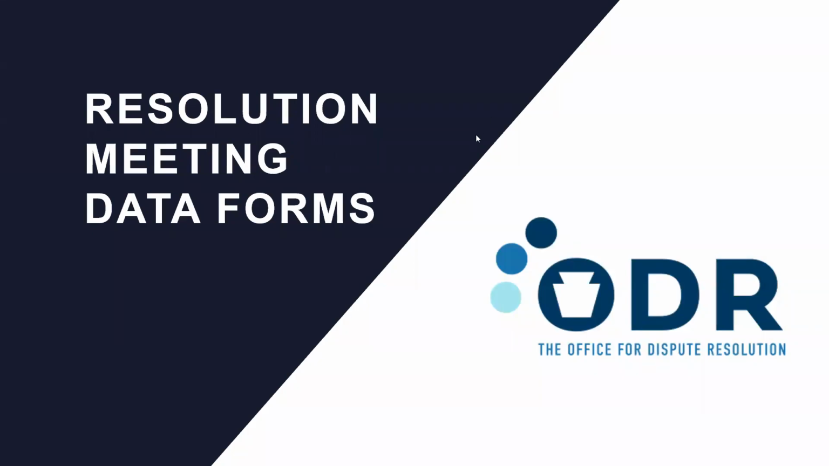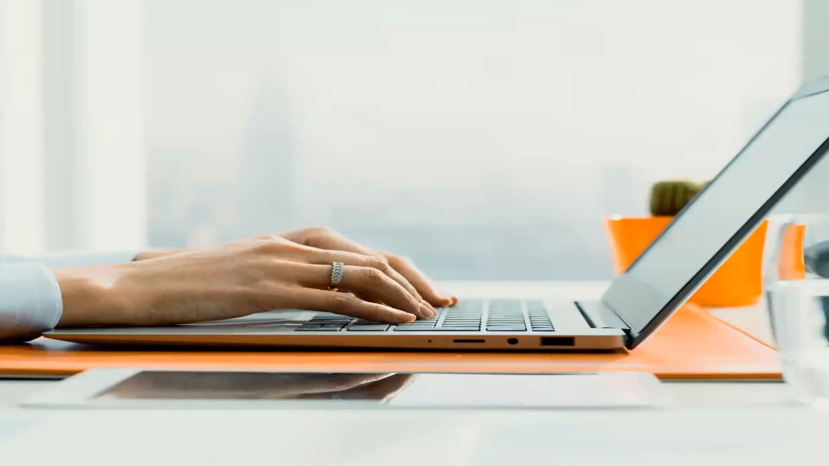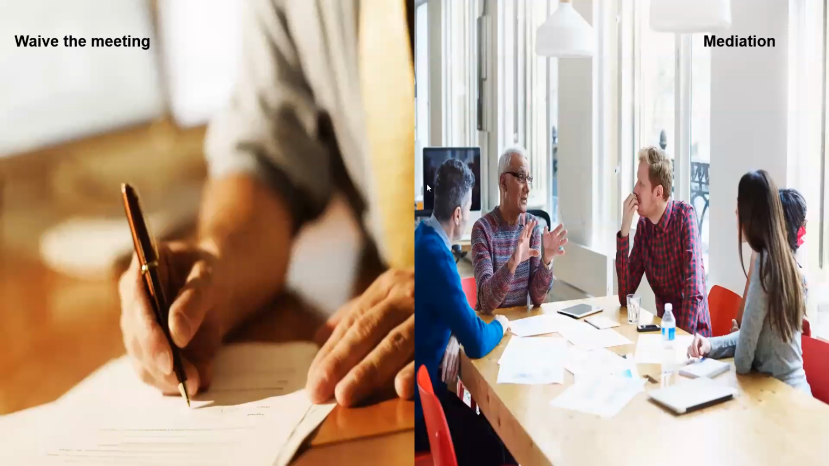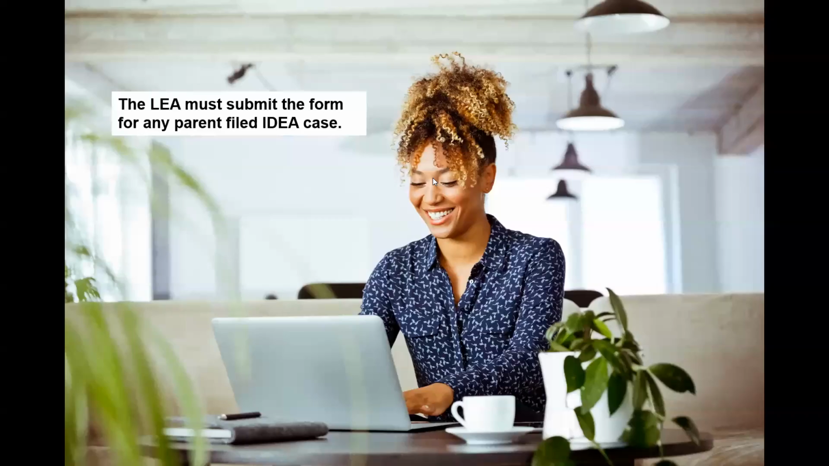This video has been created by the Office for Dispute Resolution to assist LEAs in completing the required resolution meeting data form. When a parent requests a due process hearing, the Individuals with Disabilities Education Act requires the parent and local education agency participate in a resolution meeting. The only exception to this rule is when both parties agree in writing to waive the meeting, or both parties have agreed to use mediation in lieu of the resolution meeting.